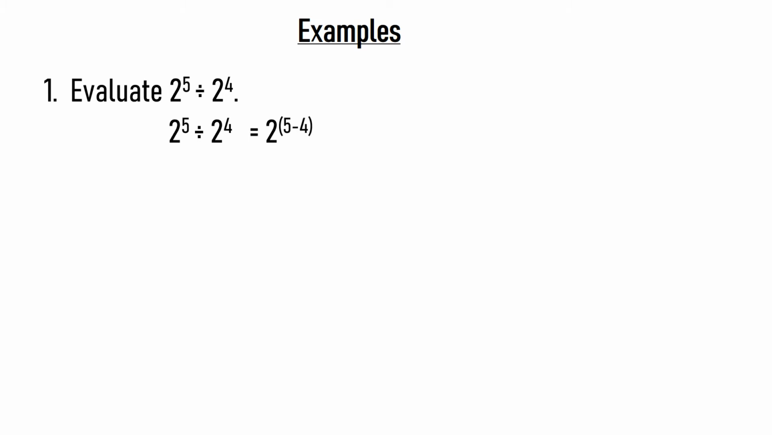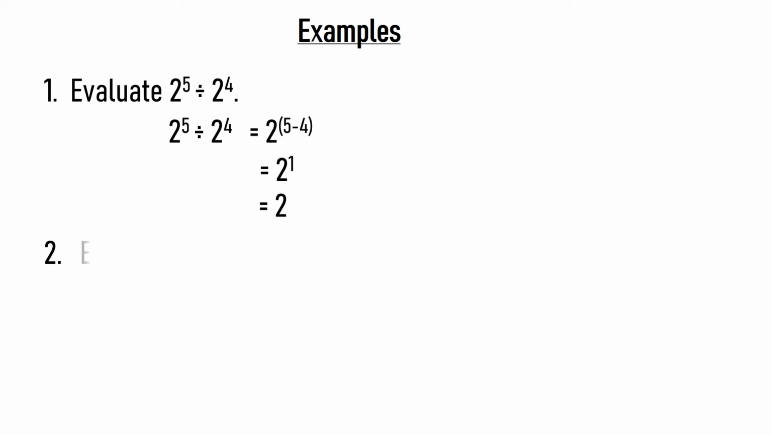Let's look at some few examples. 1. Evaluate 2 power 5 divided by 2 power 4. According to our second law of indices, we take a common base, which is 2, and subtract the powers, and so this becomes 2 power 5 minus 4, which is 2 power 1, and 2 power 1 is simply 2.